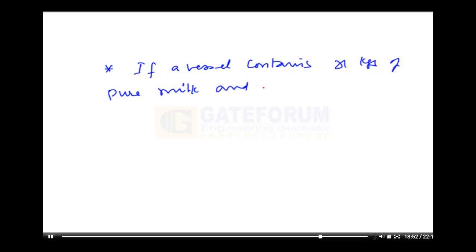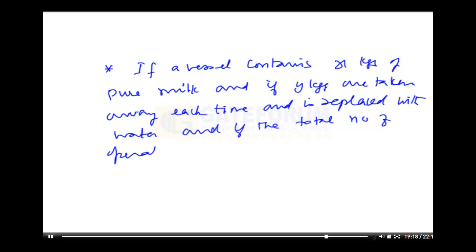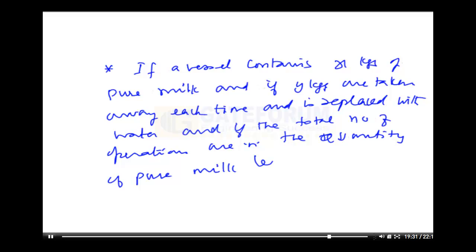One more example. If a vessel contains x kgs of pure milk, and if y kgs are taken away each time and is replaced with water, and if the total number of operations are n, then the quantity of pure milk left in the vessel is given by x into (1 minus y by x) whole power n.